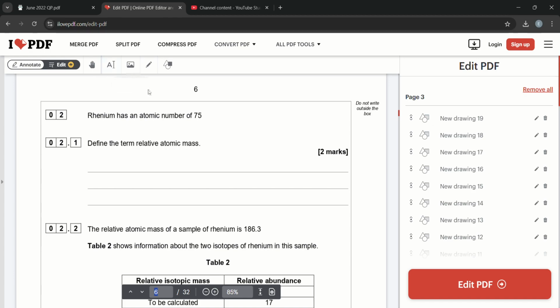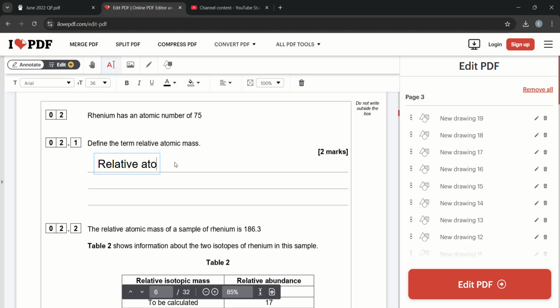Question 2. Rhenium has an atomic number of 75. Define the term relative atomic mass. This came up in a previous A-level past paper question. If you go through the playlist, if you watch every single one, you realize that this is a repeated question.